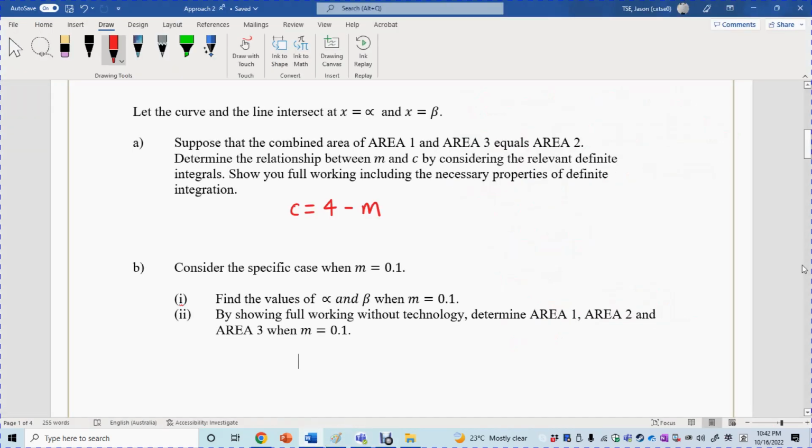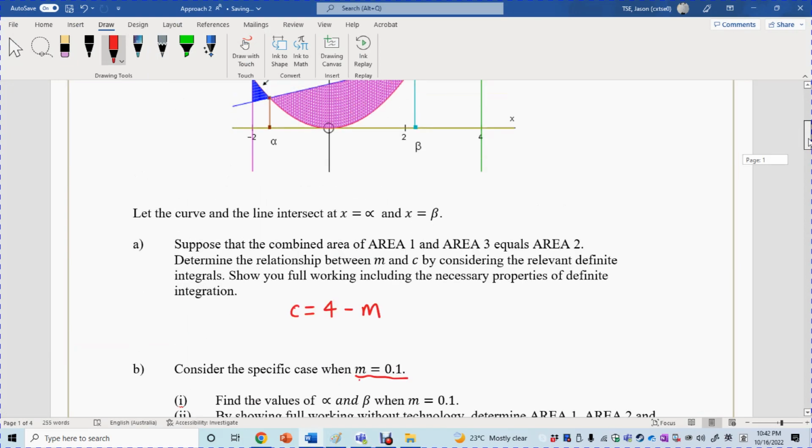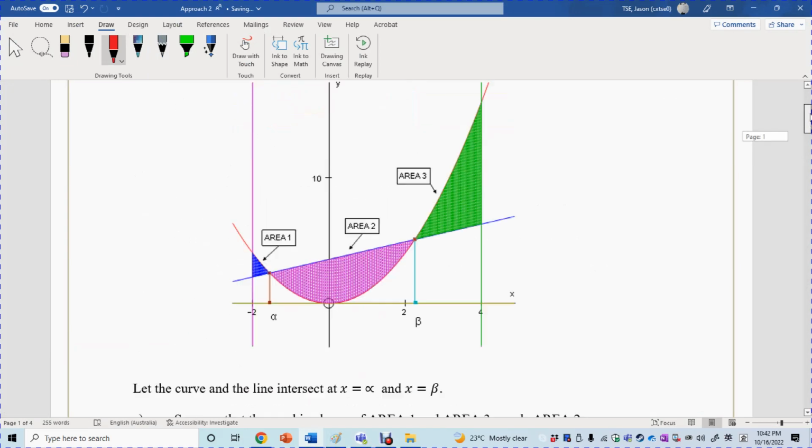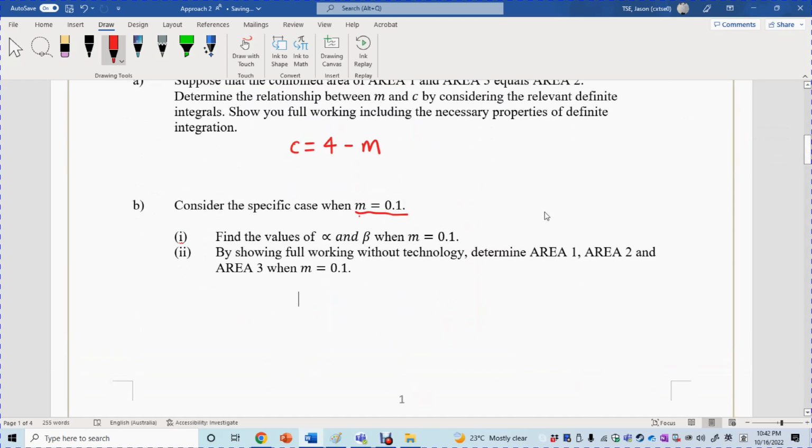Okay, the next one is, now we are going to restrict our m as m equals 0.1. And that's okay, because we understand at the start of the question, m is between 0 and 1.3. So it's okay for us to make m equals 0.1, right? And so we need to find the values of alpha and beta.